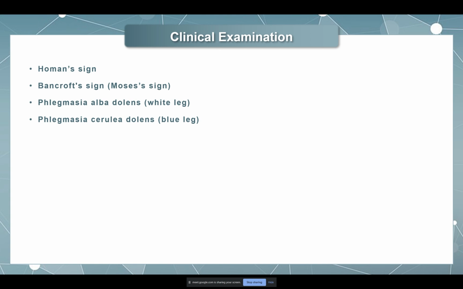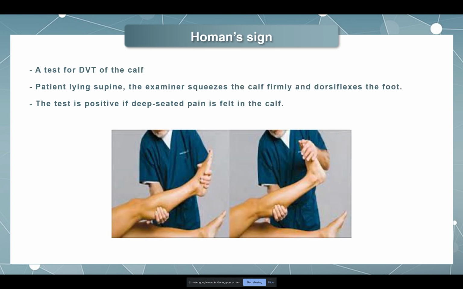Next, clinical examination: Homan sign, Bancroft sign, Phlegmasia alba dolens, and Phlegmasia cerulea dolens. So these are some tests we can do on the patient. Homan sign, a test for DVT over the calf. So patient lying supine, the examiner squeezes the calf firmly and dorsiflexes the foot like in the picture. This test is considered positive if deep-seated pain is felt by the patient in the calf.